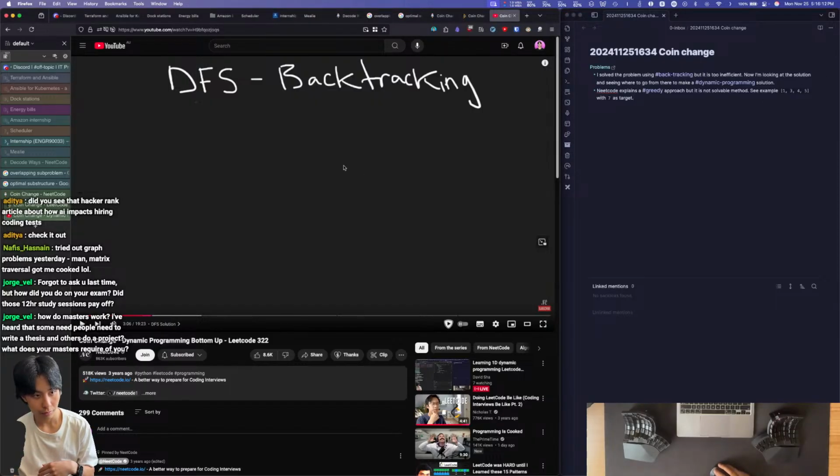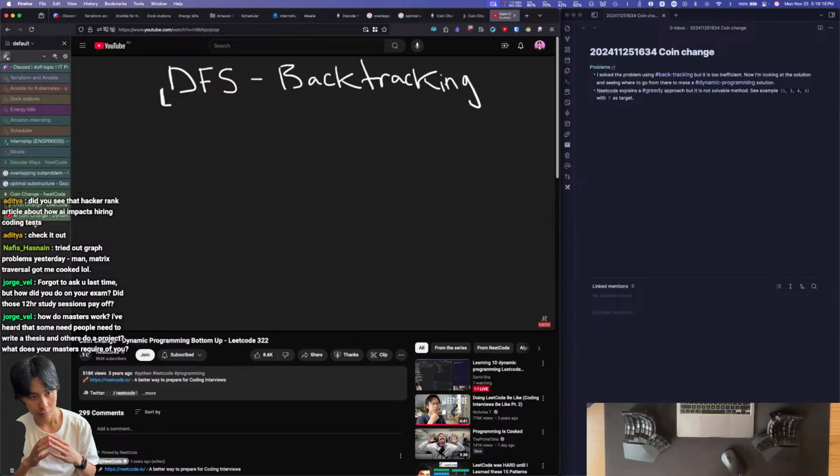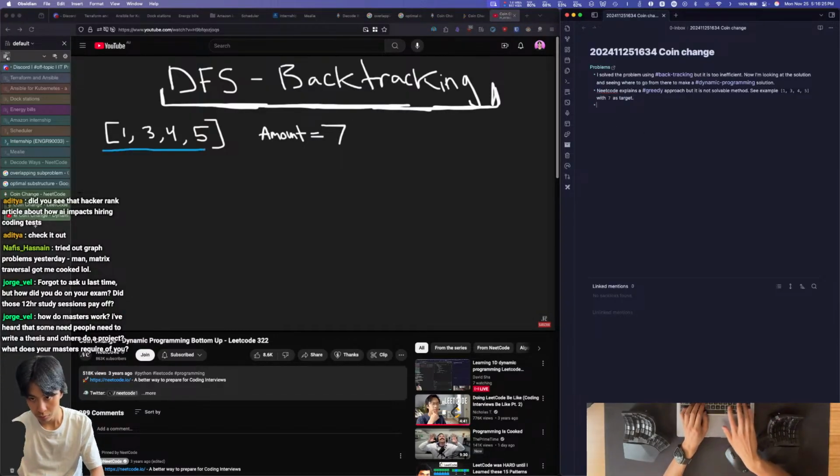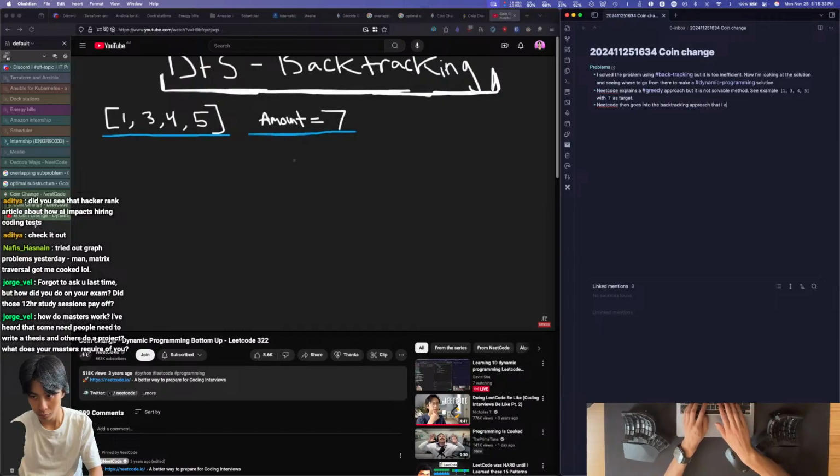Yeah. This is like a brute force solution, right? So to do the brute force solution, we need to implement some kind of depth first search or backtracking solution, right? So let's look at the same example, 1, 3, 4, 5, and amount sum to 7. So what would a backtracking solution even look like for this problem? Well, it's going to be brute force, right?